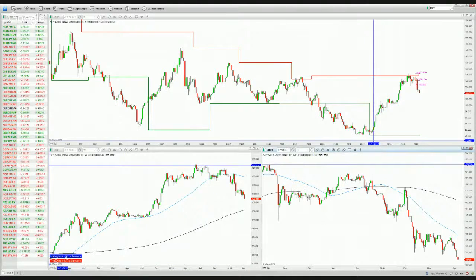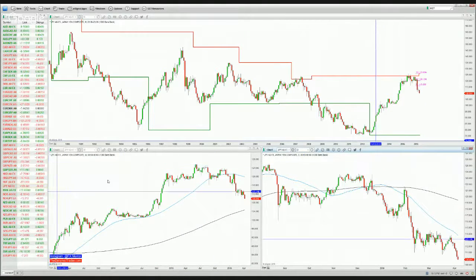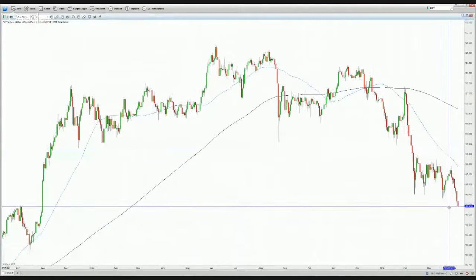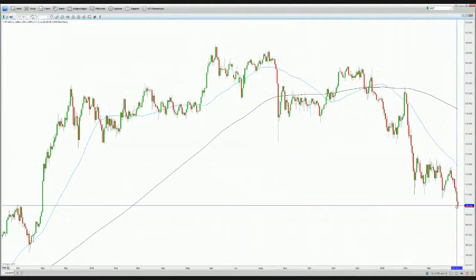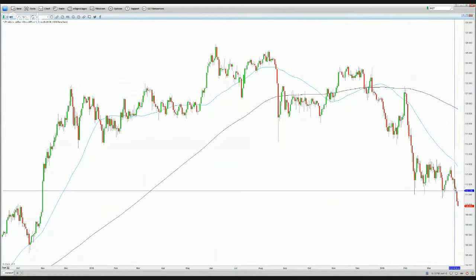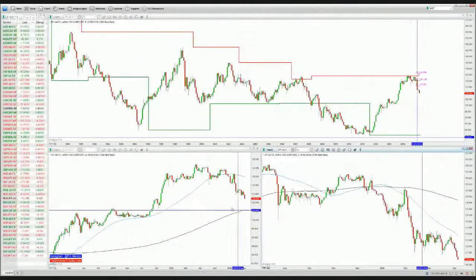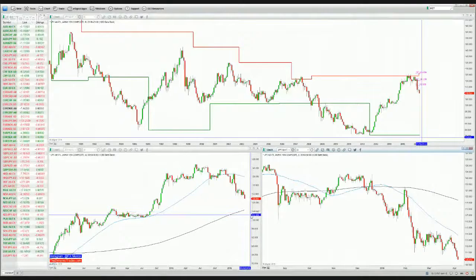Okay, that's the dollar yen. Right, so looking at the dollar yen, we can see that it's now trading below 110. If it continues to the downside, then we can start looking for shorting opportunities. There is the weekly 200 moving average here around 104.